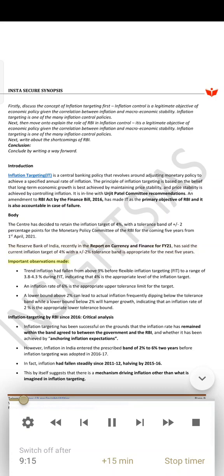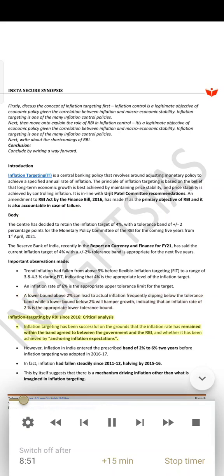Important observations made. Trend inflation had fallen from above 9% before flexible inflation targeting FIT to a range of 3.8 to 4.3% during FIT, indicating that 4% is the appropriate level of the inflation target. An inflation rate of 6% is the appropriate upper tolerance limit for the target. A lower bound above 2% can lead to actual inflation frequently dipping below the tolerance band, while a lower bound below 2% will hamper growth, indicating that an inflation rate of 2% is the appropriate lower tolerance bound.